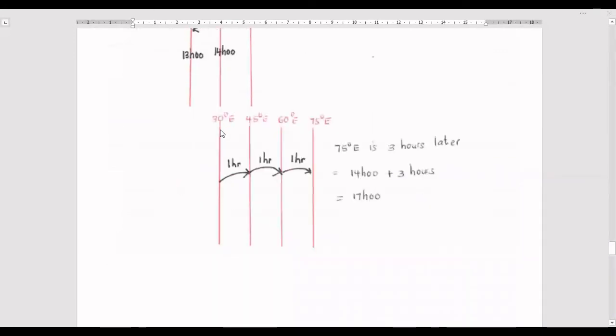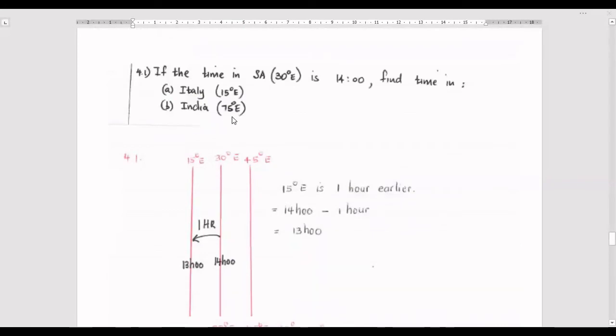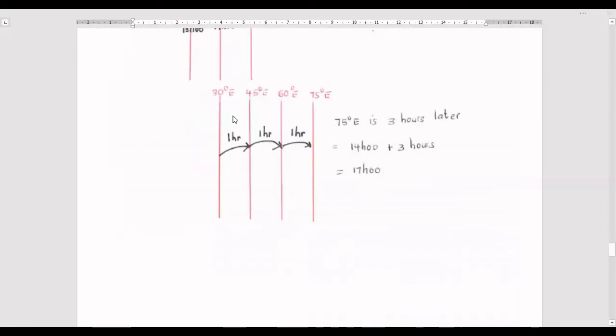I told you earlier that it's changing by 15 degrees each time. So 30 plus 15 gives you 45 degrees. 45 plus 15 gives you 60 degrees. 60 plus 15 gives you 75 degrees. It's not drawn here, but the question says India is 75 degrees. Don't go and draw more lines than is needed.